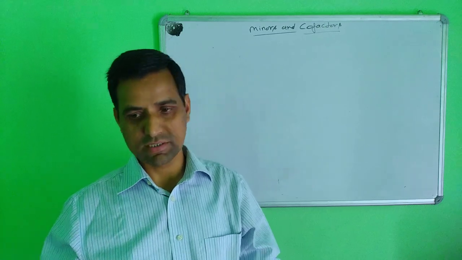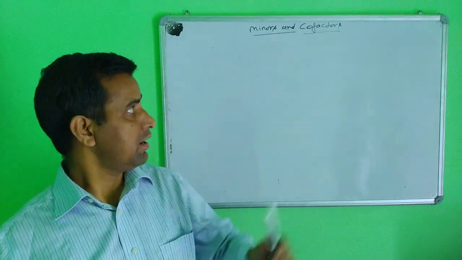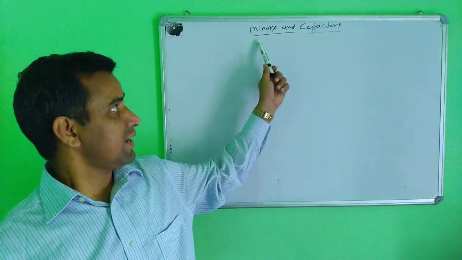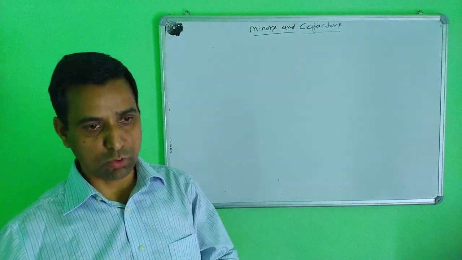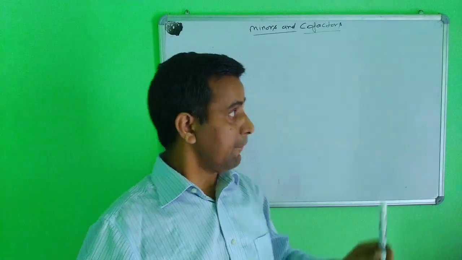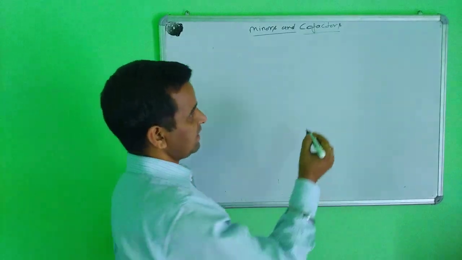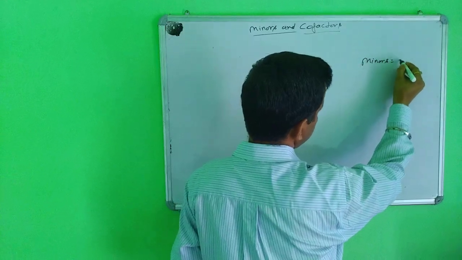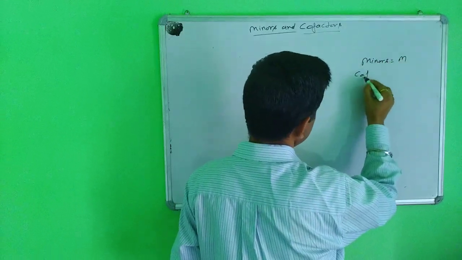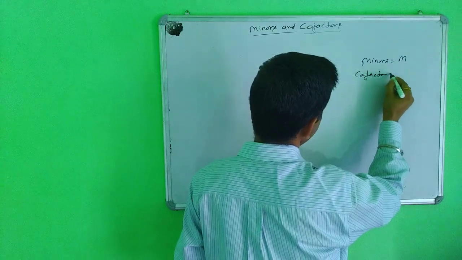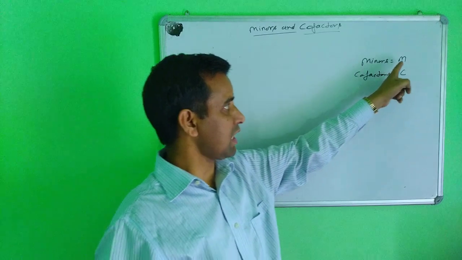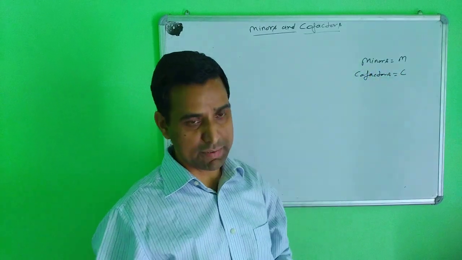Good morning class. Today's topic is minors and cofactors. How to find the minors and how to find the cofactors, both are covered in this lesson. Minor is represented by capital M and cofactor is represented by capital C.